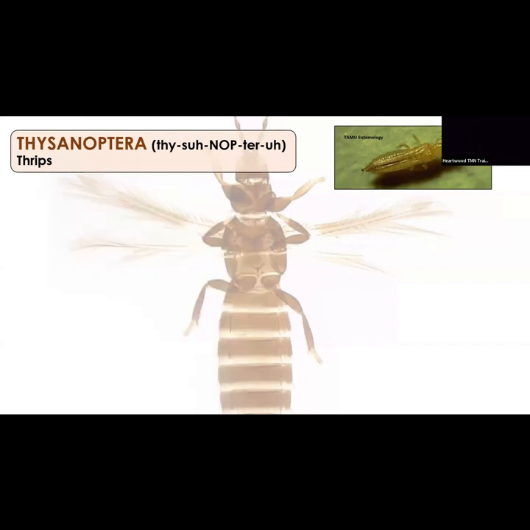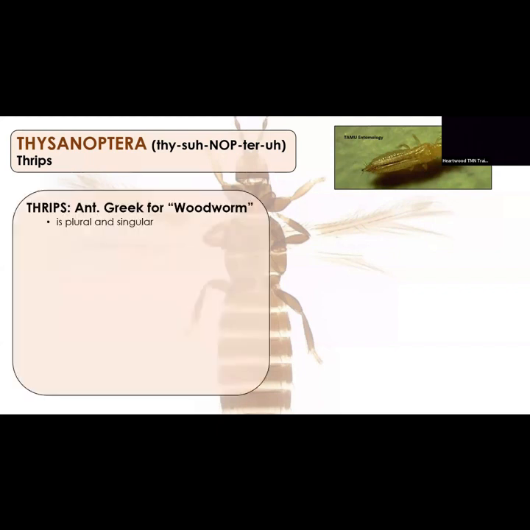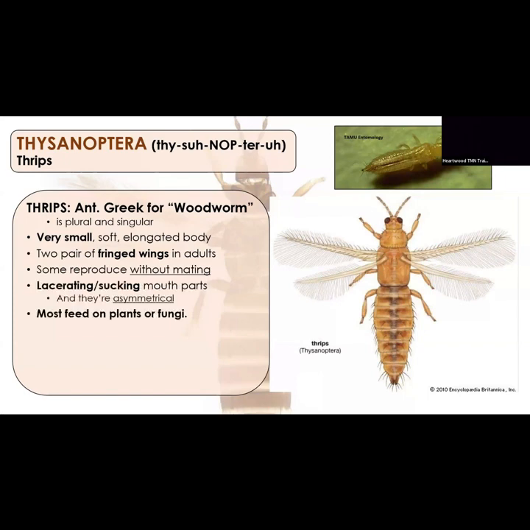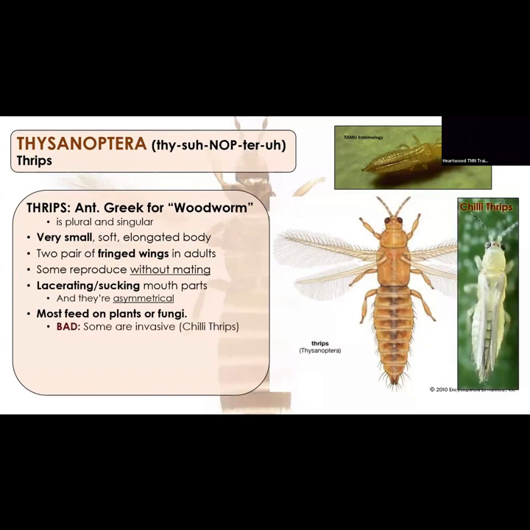Thrips are thrips because of their wing fringes. So thrips are thrips. There's no thrip. Thrips is like moose, plural and singular. Ancient Greek for woodworm. They're very small, soft, elongated body, and the adults have fringed wings. Are you looking at a small thing that has fringed wings? You have a thrip. So they reproduce without mating. Some do. They have lacerating, sucking mouth parts that can be asymmetrical.